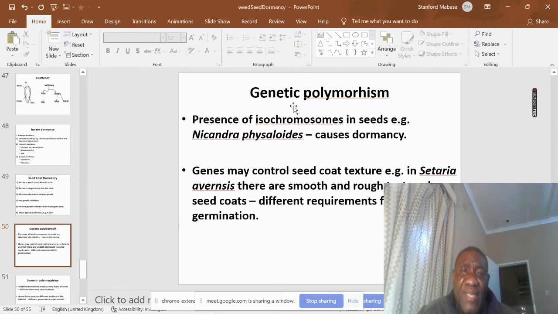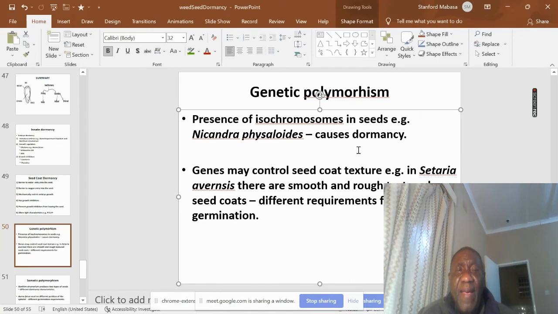Then we talked about genetic polymorphism. For example, the presence of isochromosomes in the seeds of Nicandra physalodes, which can account for dormancy. Another weed where you have smooth and rough textured seed coats is associated with dormancy, and this is controlled by genes, which can control the smoothness or the roughness of the seeds.